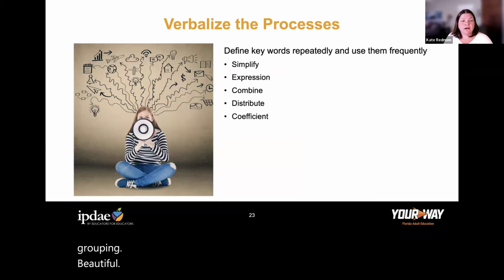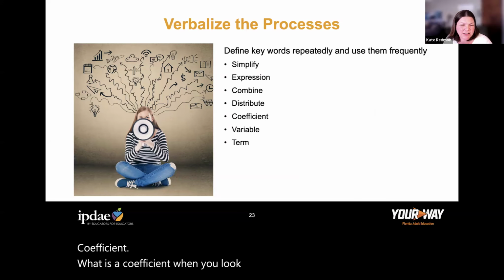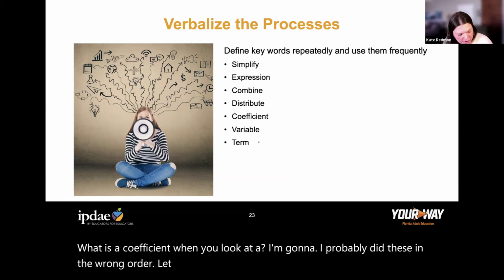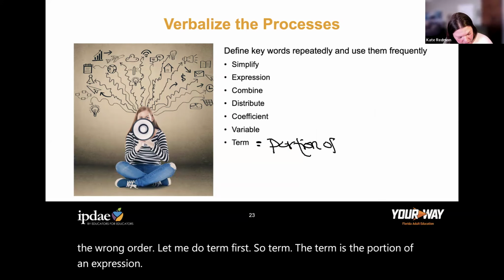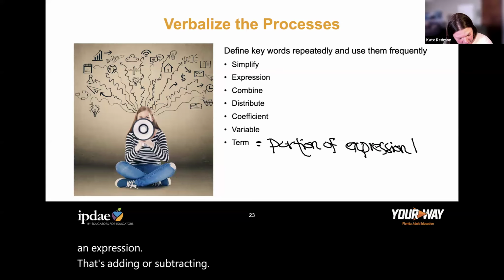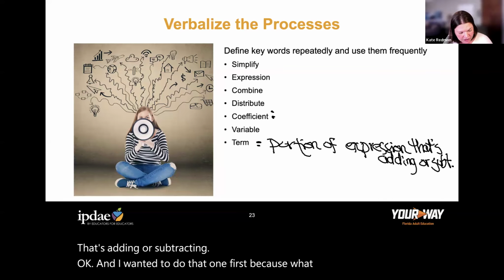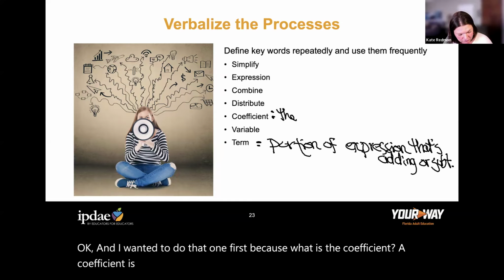Coefficient. What is a coefficient? I probably did these in the wrong order. Let me do term first. So term, the term is the portion of an expression that's adding or subtracting. Okay. And I wanted to do that one first because what is a coefficient? A coefficient is the number portion of a term.